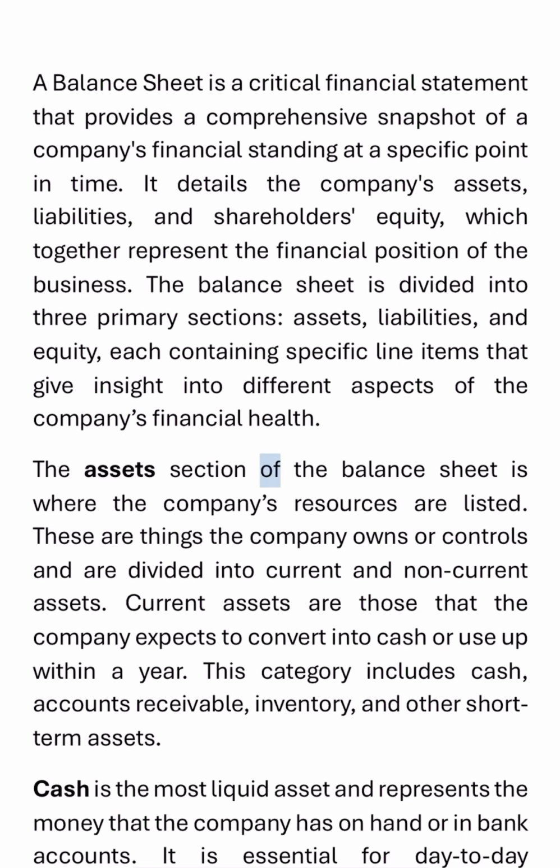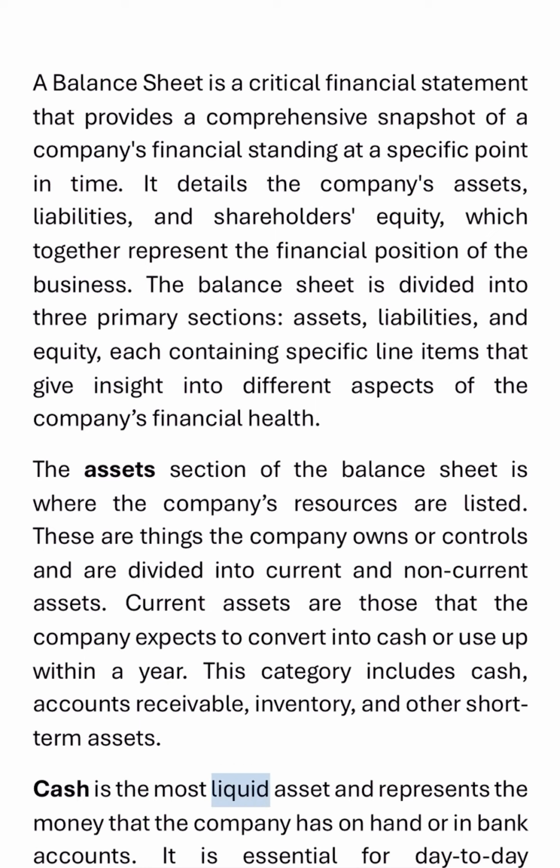The assets section of the balance sheet is where the company's resources are listed. These are things the company owns or controls and are divided into current and non-current assets. Current assets are those that the company expects to convert into cash or use up within a year. This category includes cash, accounts receivable, inventory, and other short-term assets.